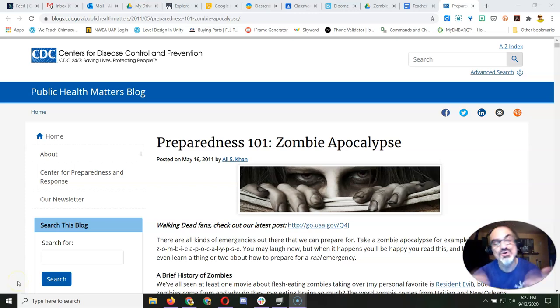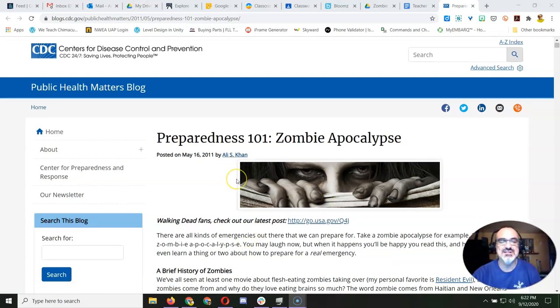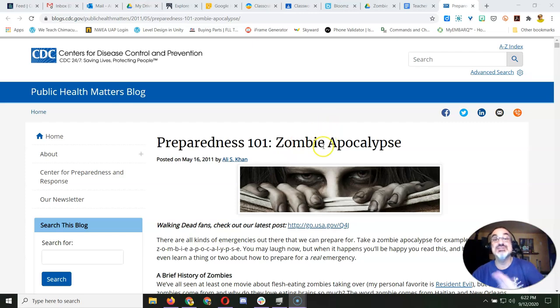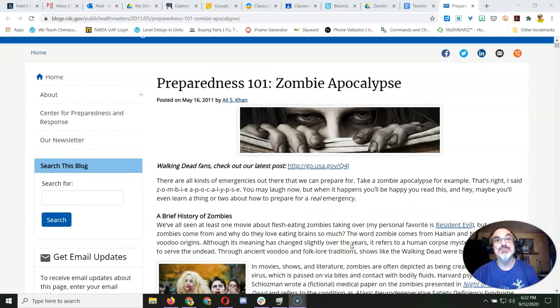Now that you've read, or had me read to you, the CDC's zombie pandemic graphic novel, let's look at their webpage on Preparedness 101, Zombie Apocalypse. So you're going to write a blog post. Really, your blog post is going to be how to prepare for an emergency. And we could call it something like emergency preparedness.